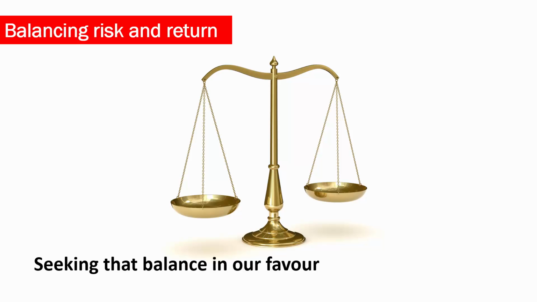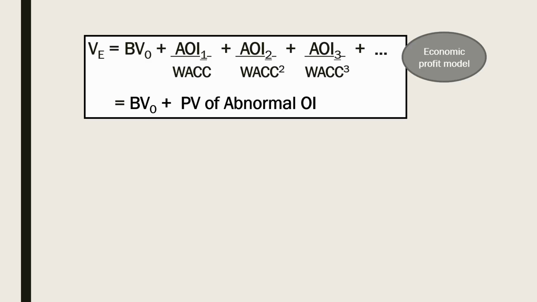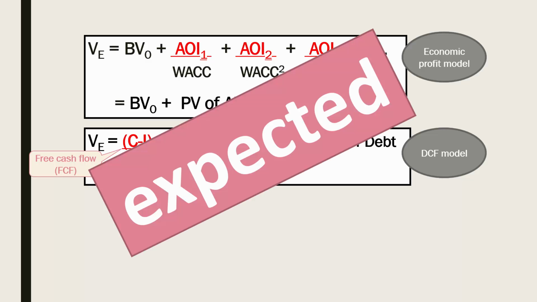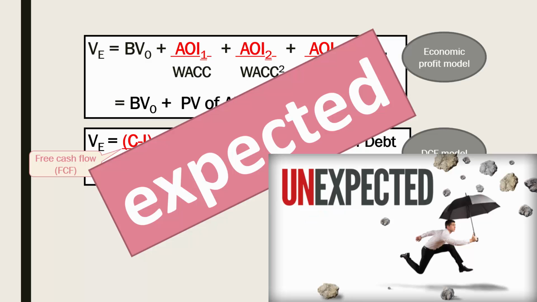Investing in the equity of firms is about balancing risk and return and seeking that balance in our favour. To be able to use our economic profit and discounted cash flow models, we need to forecast returns to equity investors, which is the expected future abnormal operating income or expected future cash flows. When we are dealing with the future, we can only talk about expected returns. This means we must also acknowledge the possibility of the unexpected. The possibility, or indeed perhaps the near certainty, that we might receive returns different to those we expect.